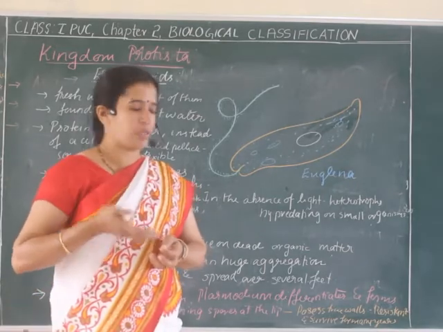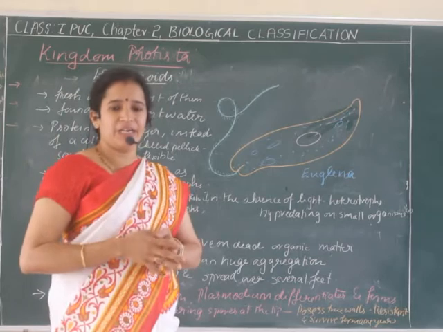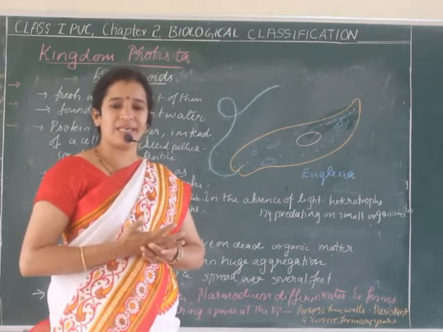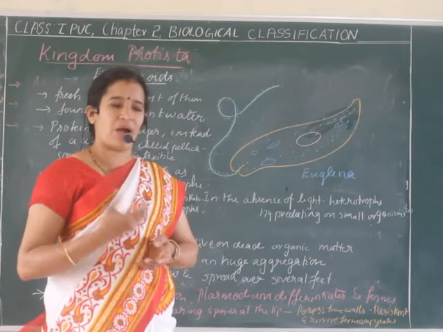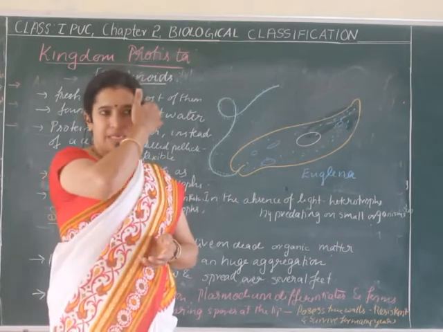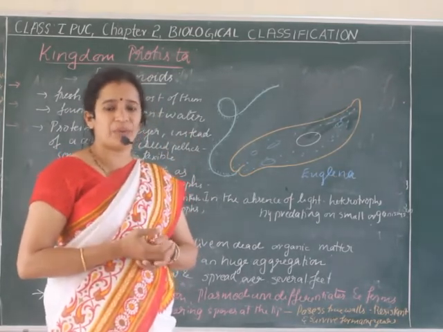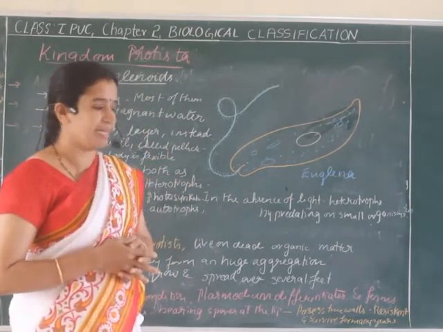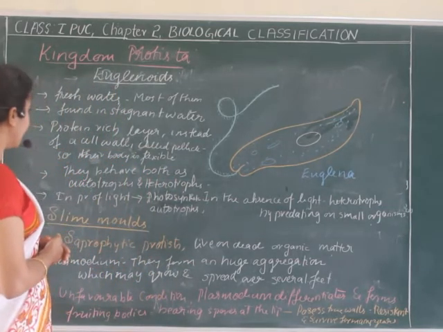Related to this, you will also study in your second year practical, where you will understand what living organisms are found in the water. If you collect a water sample from any stagnant water, you can see euglena there. Euglena can very commonly be seen in that type of water sample. So it is found in stagnant water.